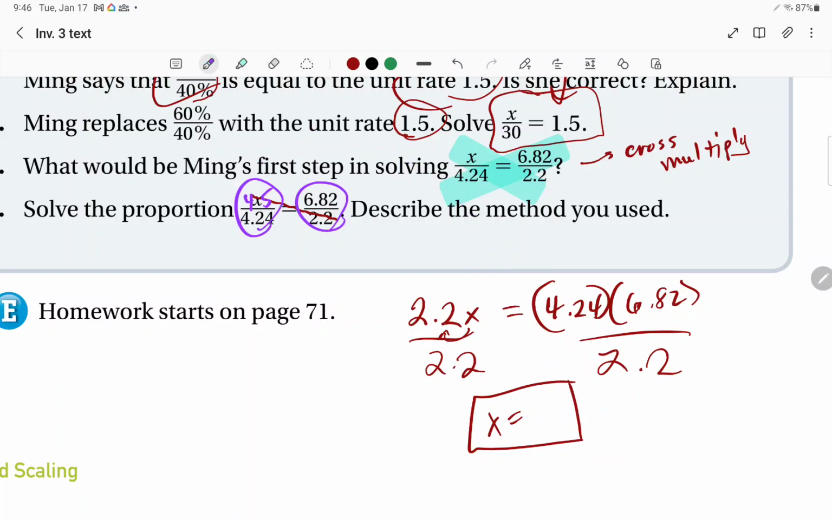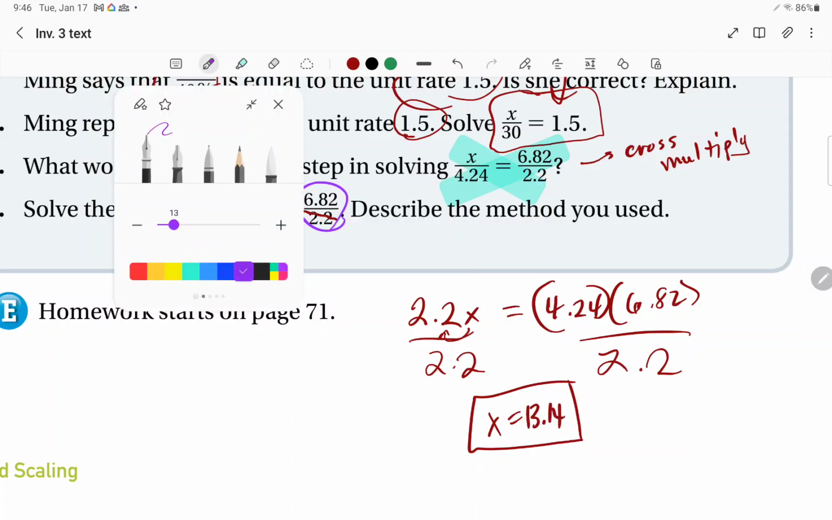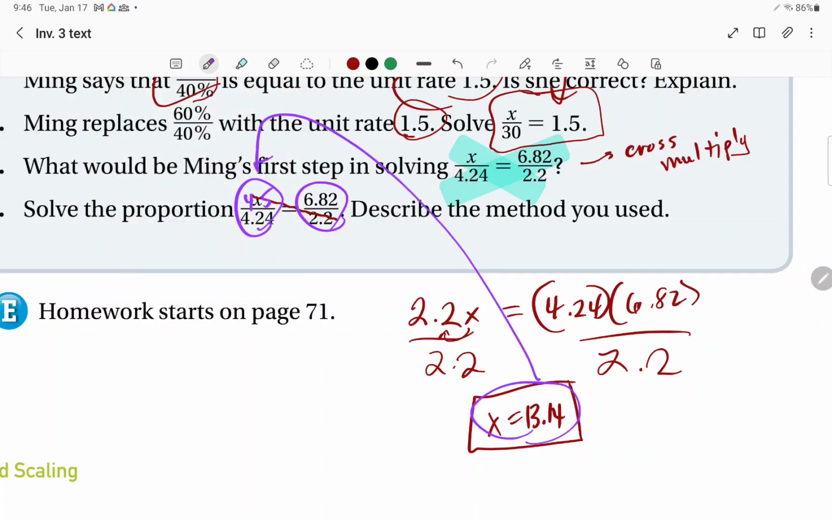And in fact, our answer should have been 13.14, and if you want to round it, you can round it. Now, when you take that and plug it in, 13.14 divided by 4.24 should be equivalent to 6.82 over 2.2. Now it might be just a little bit off because we actually had to round this, because I think there's another 4 there, but they're going to be extremely close, if not exact, if you plug in the whole number there. Okay, so that's how you can always check to make sure your answer is right.